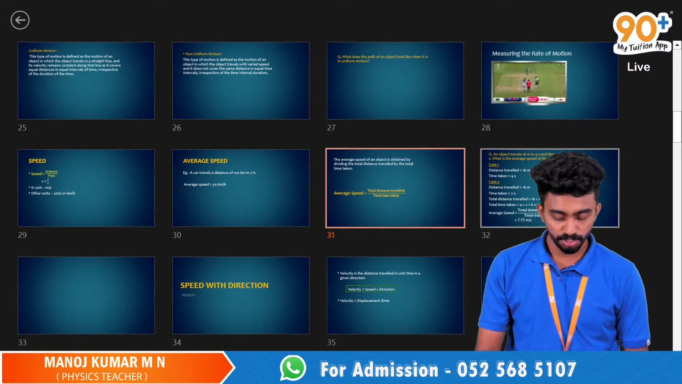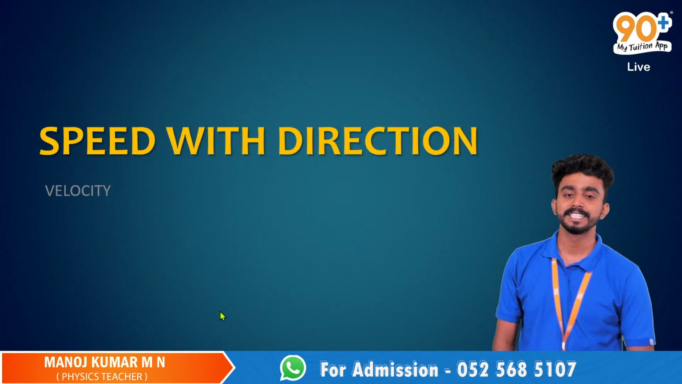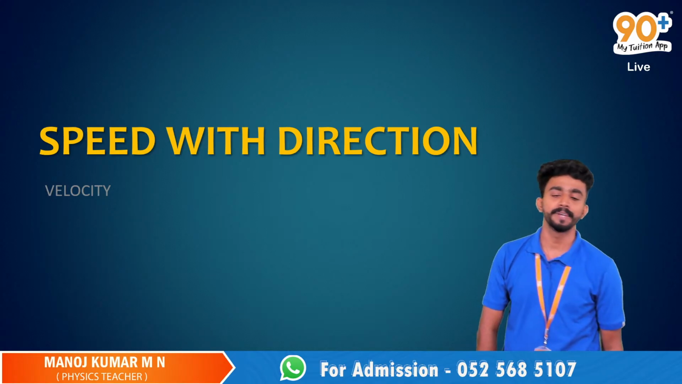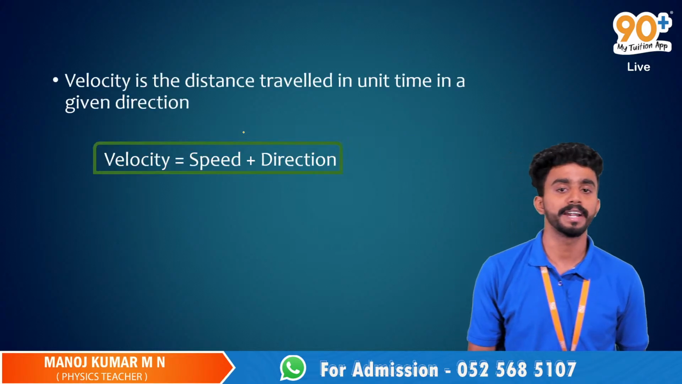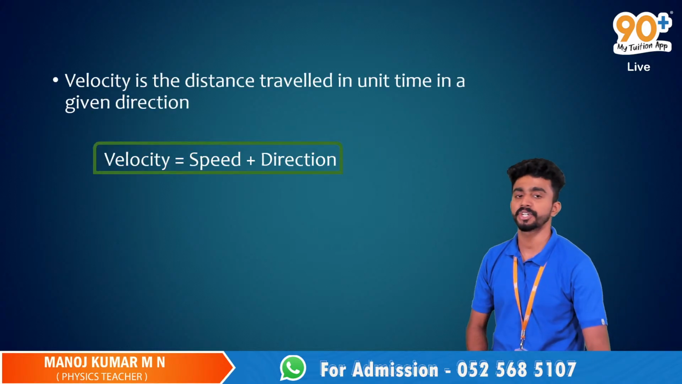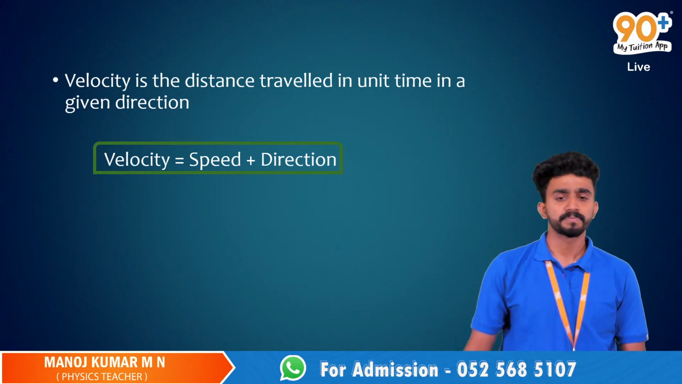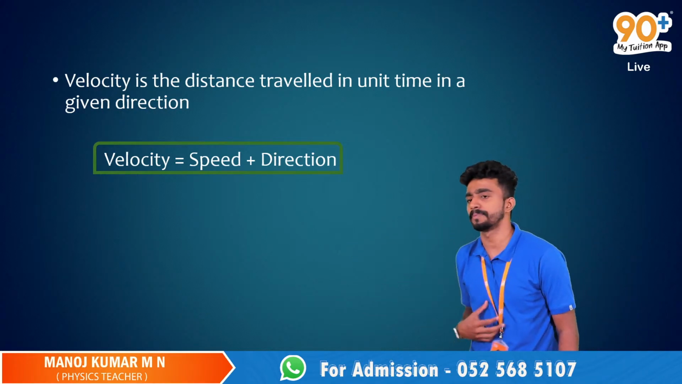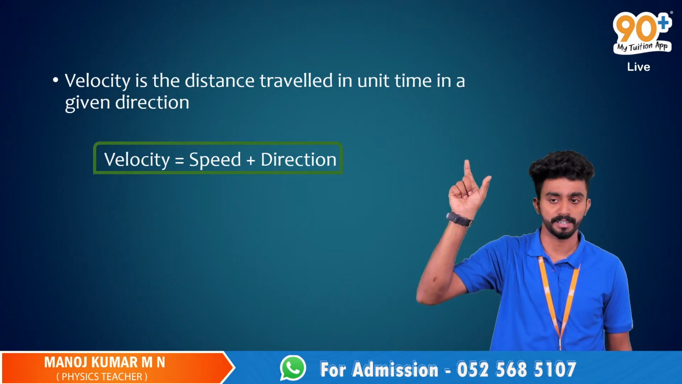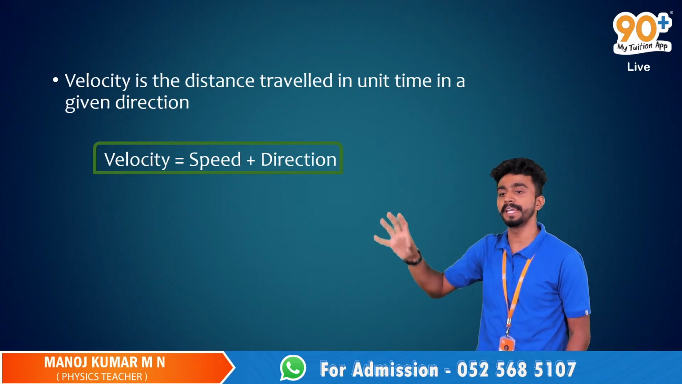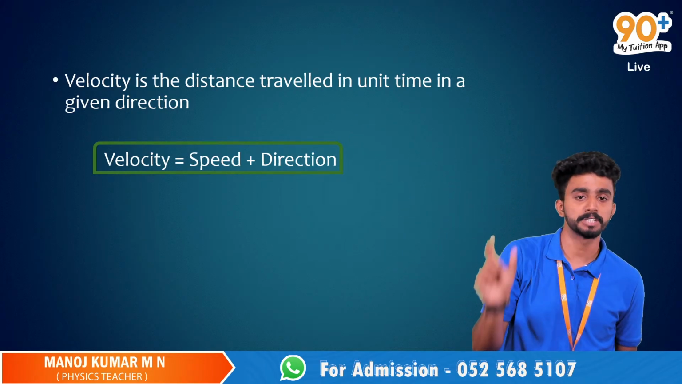Let's go ahead with the next topic, that is none other than speed with direction. Basically we'll have to discuss velocity. Velocity is the distance traveled in unit time in a given direction. With respect to velocity, we term this distance as displacement. To measure speed, it will be distance by time. To measure velocity, it will be displacement by time.